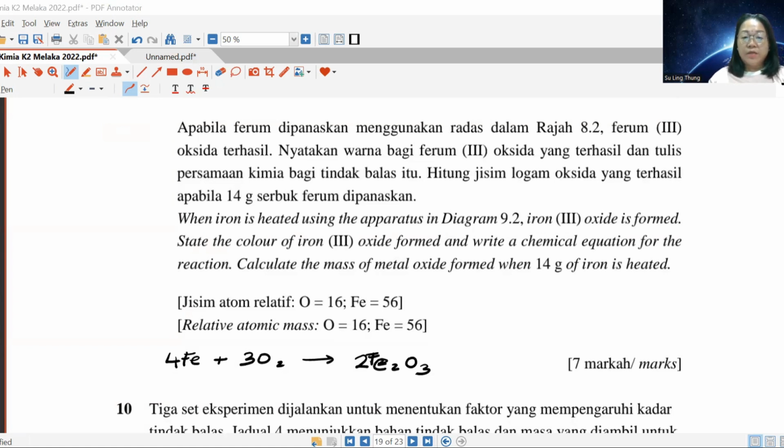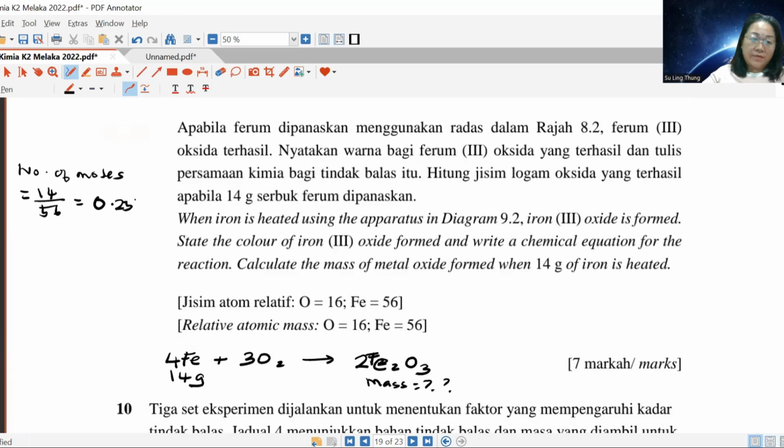All right, now given 14 grams of iron is heated, and then we want to calculate the mass of iron 3 oxide formed. So of course, definitely we will go for number of moles first. In chemistry, it is always number of moles. So number of moles of ferrum is 14 divided by 56, which is 0.25 mole.